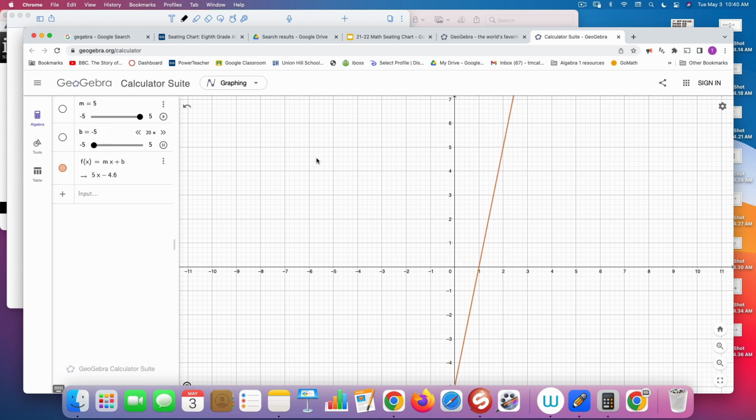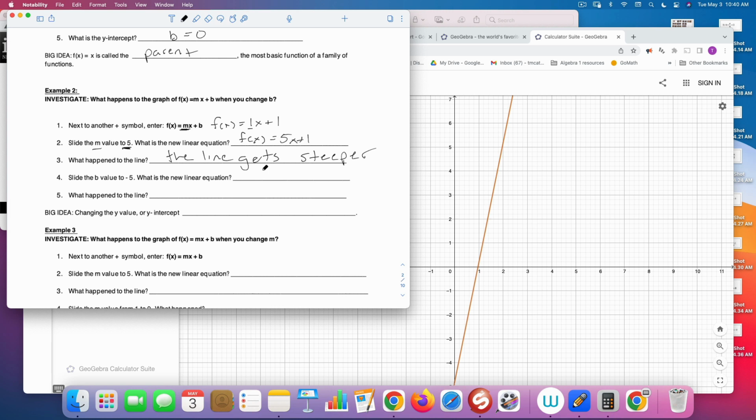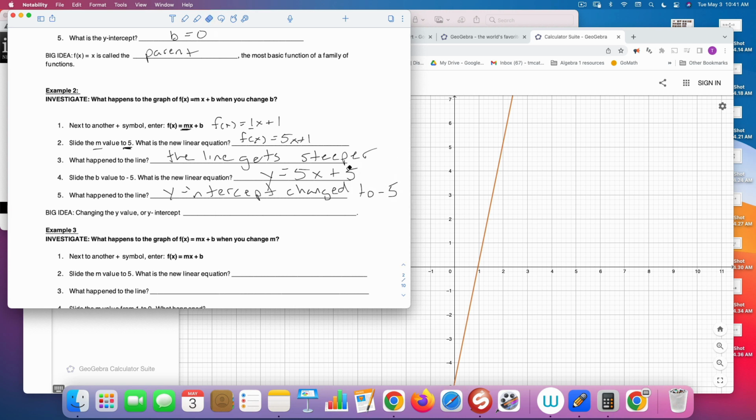So the point is, back to your notes. The new linear equation was y equals 5x plus 1. It is now 5x plus 5. So changing the b changes the position of the y-intercept. What happened? The y-intercept changed to negative 5. Amy, thanks. That is a blunder. Kendall, can you mark a 1? It is negative 5.